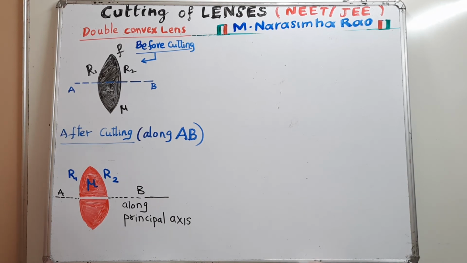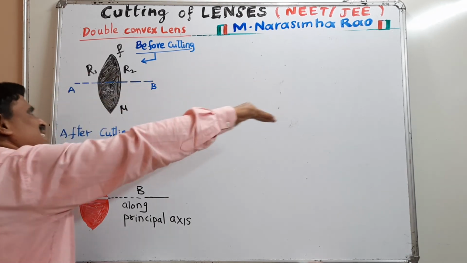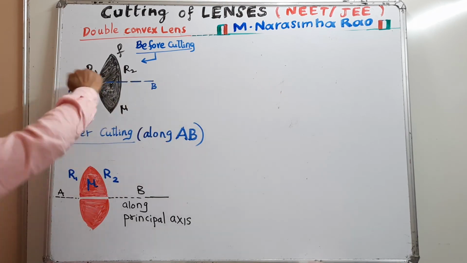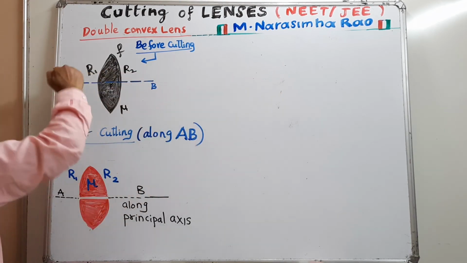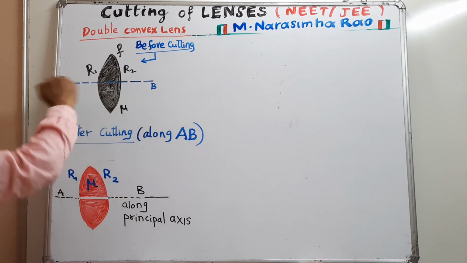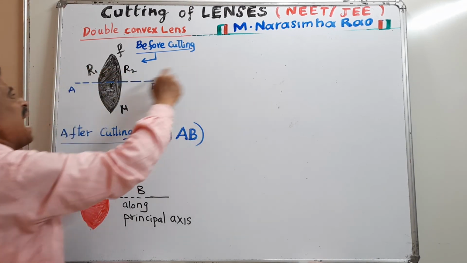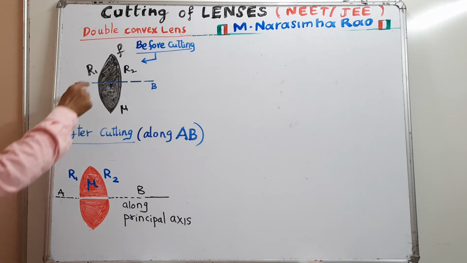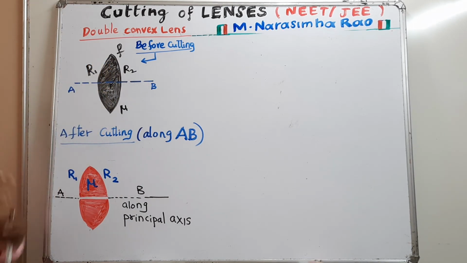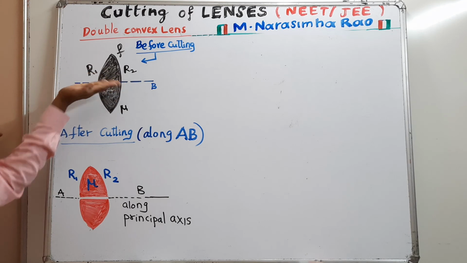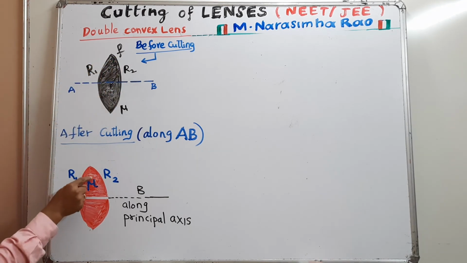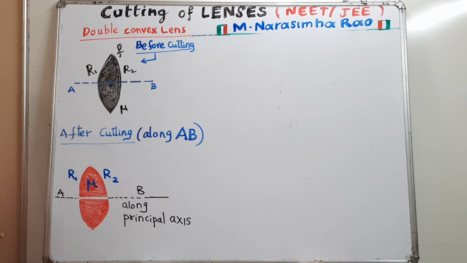After some time, I am cutting the lens horizontally along the principal axis of the convex lens, along the AB direction. After cutting, it is divided into two pieces.